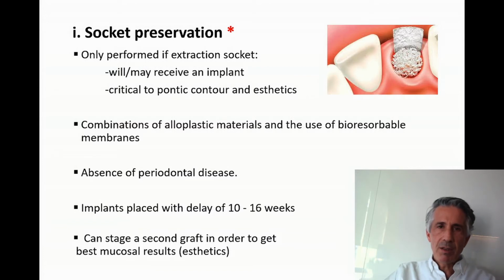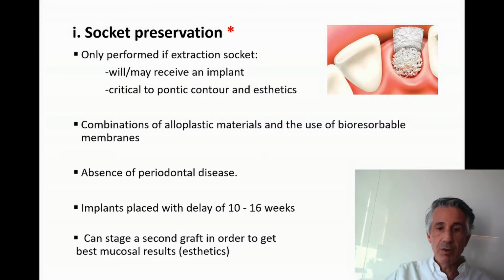What we found, because it's small material, you don't have to use autogenous bone. It's usually a mixture of alloplastic material and sometimes a mixture of xeno and alloplast. Sometimes some people just use xenograft bone. But the whole point is that it maintains the volume. That's what you need it for.